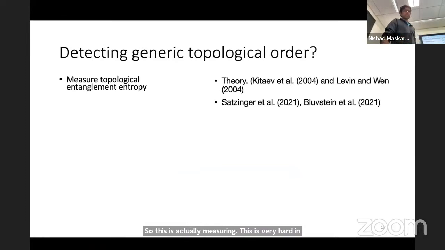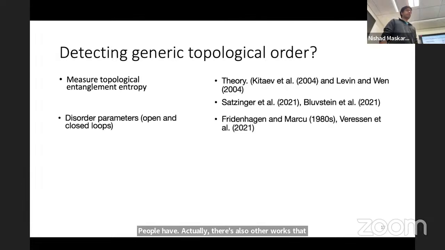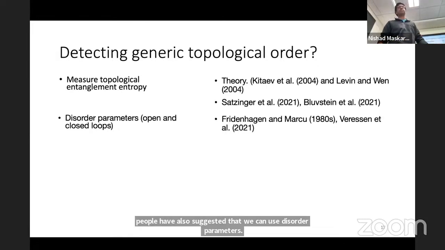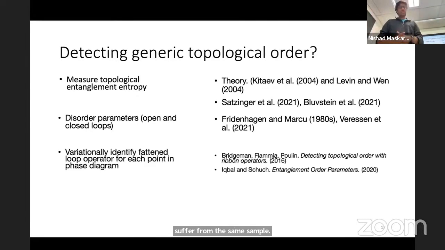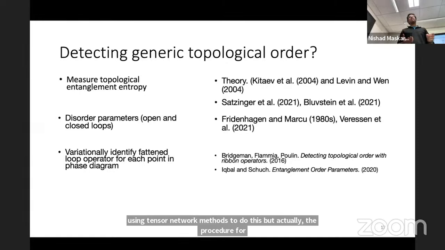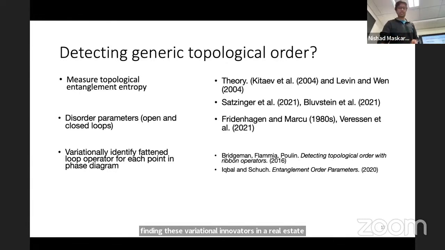There are also other works that have studied the problem of detecting topological order. In addition to measuring the topological entanglement entropy, people have suggested that we can use disorder parameters, by taking ratios of closed and open loops. However, these also suffer from the same sample complexity issue. You're trying to take the ratio of two things that are fundamentally small. People have also used variational algorithms to try to find these zero law operators. In particular, there are some really nice works using tensor network methods to do this, but the procedure for finding these variational loop operators in a real experiment from some data is also challenging and hasn't been done yet.